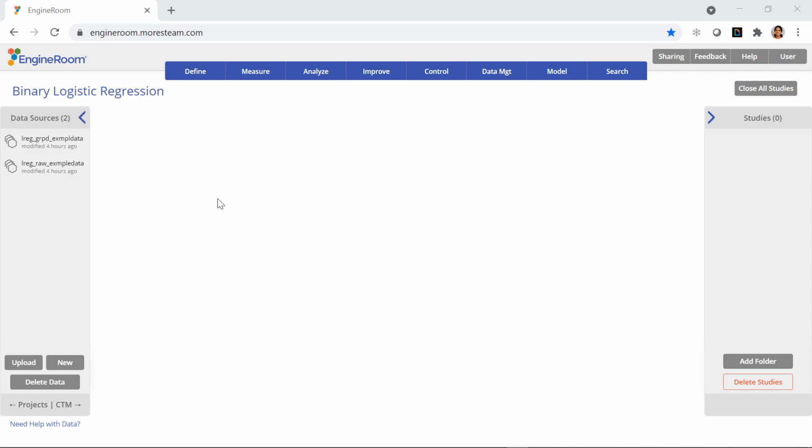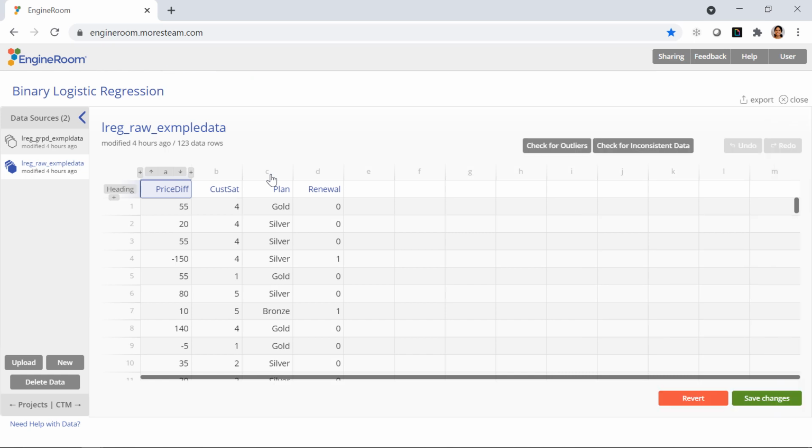Welcome to Morsteam's tutorial video on conducting a logistic regression in EngineRoom. Logistic regression is used to model a binary outcome, such as success or failure, from a set of independent predictors. In this video, we will analyze two datasets, one in raw and the other in grouped format, and we'll explain these terms as we go. Let's first examine the raw data.